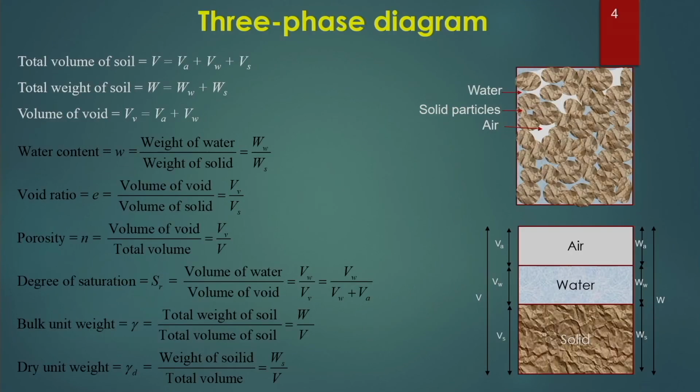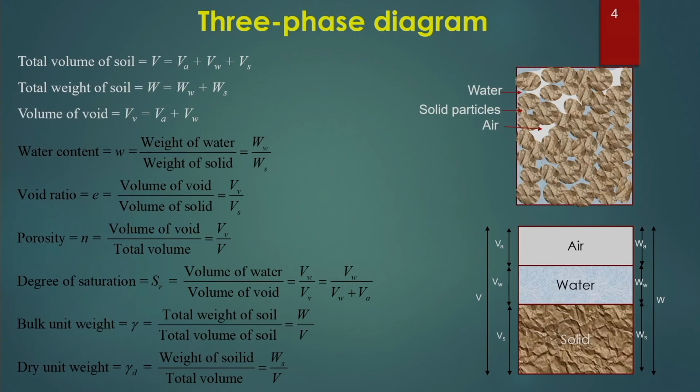Then we will discuss the phase diagram of the soil. When we take a soil and see it carefully, we will find three things in it. First of all, it consists of the solid particles. Here you can see these are the solid particles. The second one is the water. Here you can see the water present in the voids between the solid particles. The third one is the air. You can see these are the air. So, combined, solid particles, water and air make a soil.